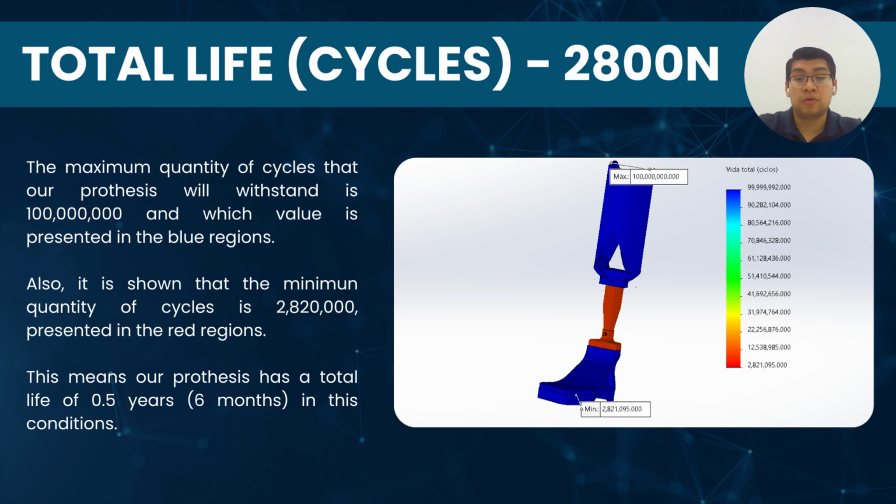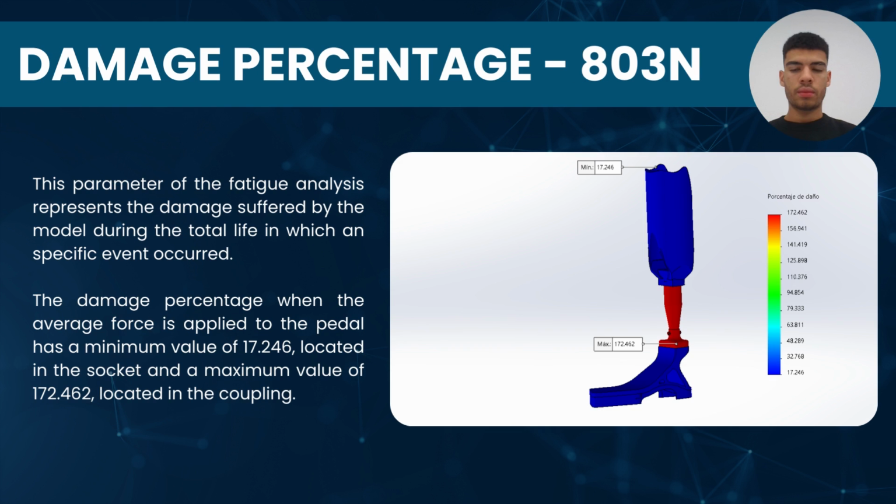For an applied force of 2800 newtons, we have a maximum quantity of 100 million cycles, which is presented in blue regions, and a minimum quantity of 2,820 cycles, presented in the red regions. This means that our prosthesis has a total life of 0.5 years in these conditions.